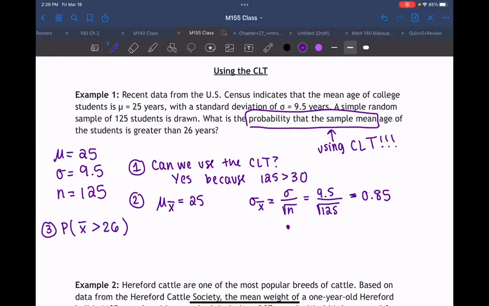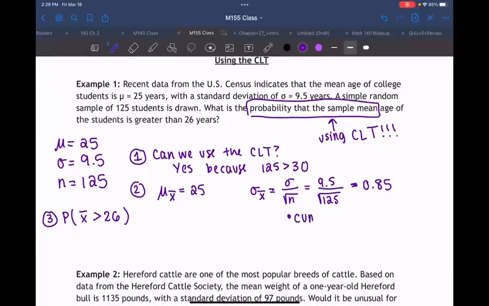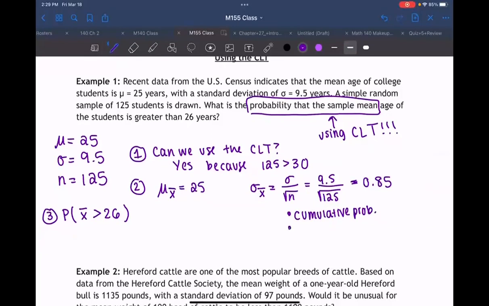Oh, very good. So we're definitely finding the probability, right? We're finding the probability that something is bigger than 26. So we're going to use the cumulative probability option. Under the mean, we'll type in Minitab 25. Under the standard deviation, we're going to type in the 0.85. Now under input constant, we can type in 26, right?